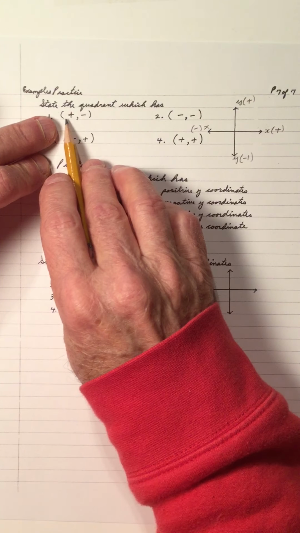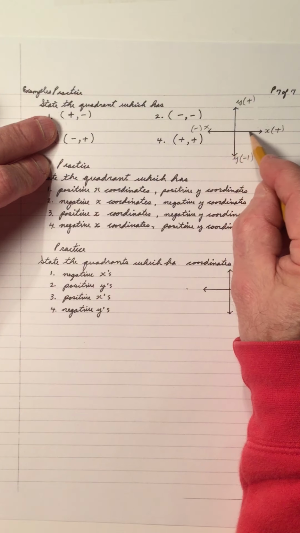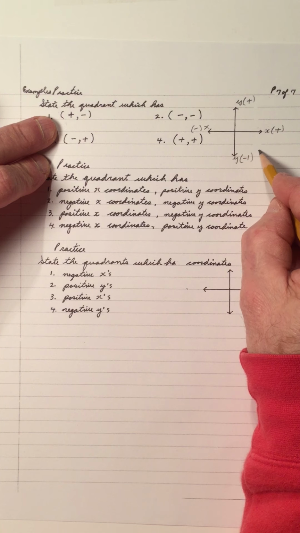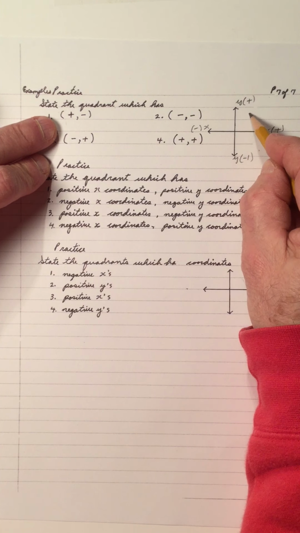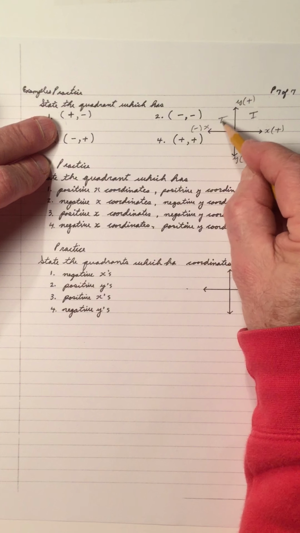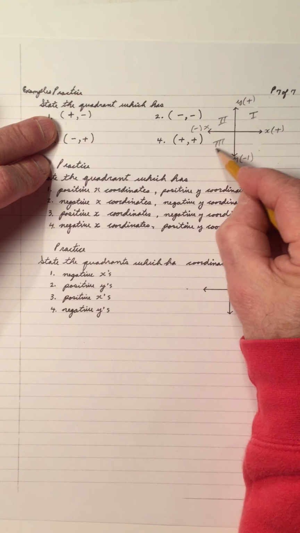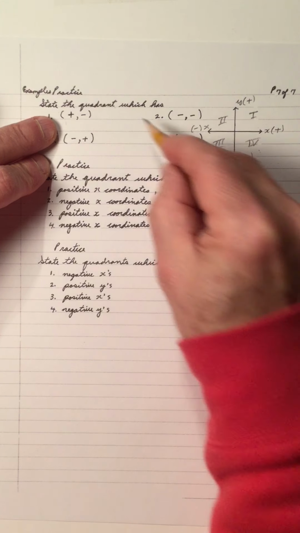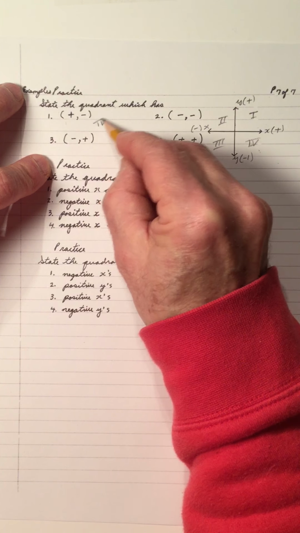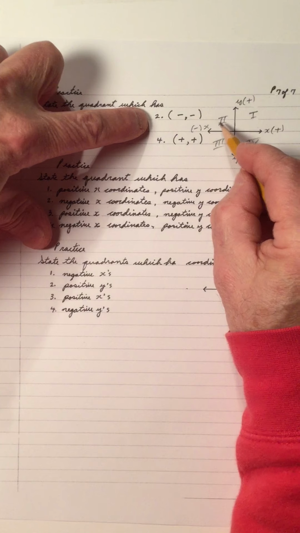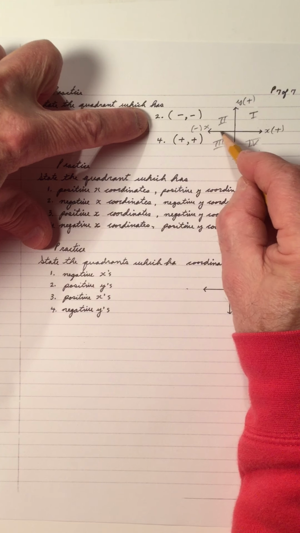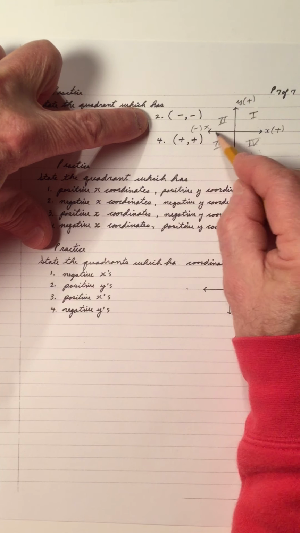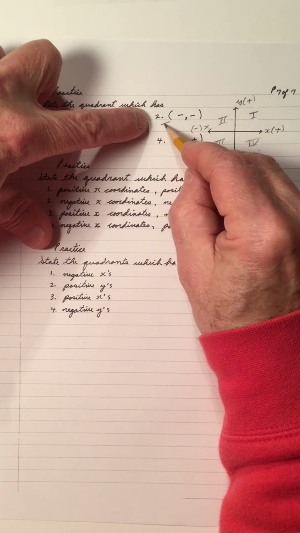So where is X positive and Y negative? X is positive over here, Y is negative here. So I have quadrant 1, 2, 3, 4. So positive, negative is quadrant 4. X is negative, Y is negative. X is negative, Y is negative is quadrant 3.